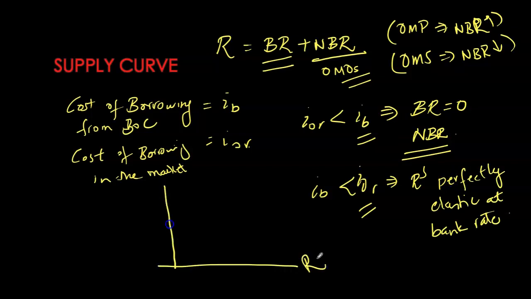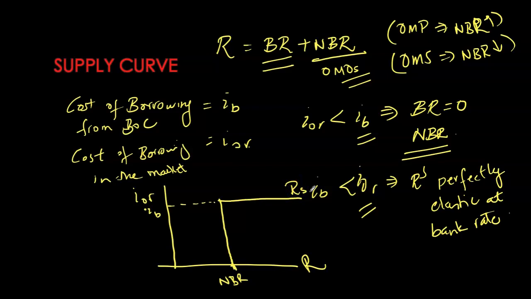Putting these two together, we have reserves on the x-axis, overnight rate on the y-axis. My supply curve of reserves is vertical at this level of non-borrowed reserves, which is predetermined by Bank of Canada. And this is vertical as long as my overnight rate is lower than the bank rate. So this is our first part over here. However, if my overnight rate is equal to or higher than the bank rate, remember banks are borrowing now more and more from the central bank or the Bank of Canada and re-lending it at IOR. So our supply curve of reserves becomes perfectly elastic at the bank rate.